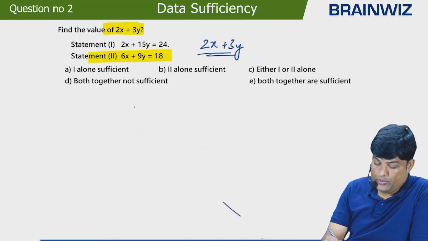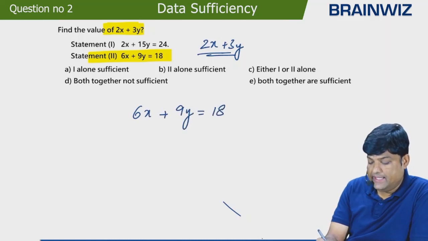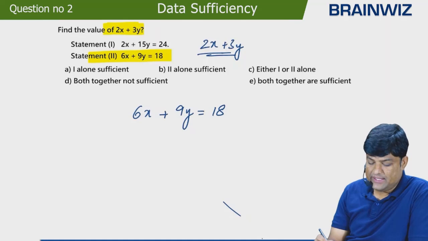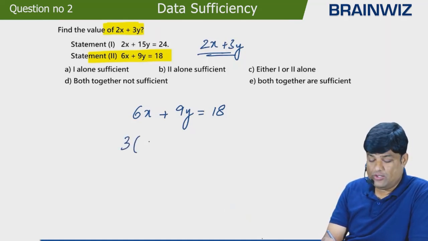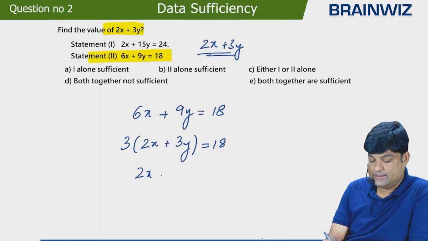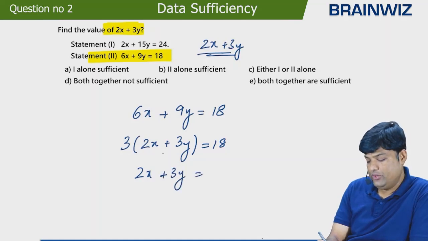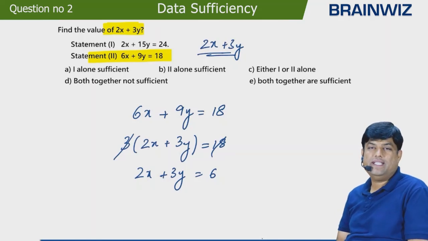Look at what he told you. 6x plus 9y makes 18. Students, I think something is common here, that is 3. If you take 3 common, then in brackets you have 2x plus 3y is equal to 18. So if you divide by this 3, 3 sixes are 18, so 2x plus 3y is 6.